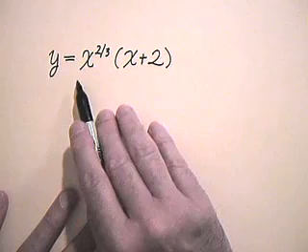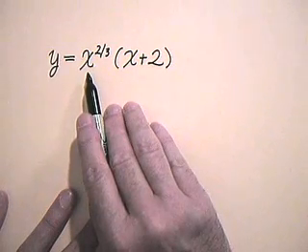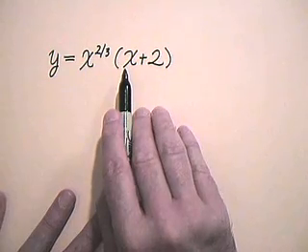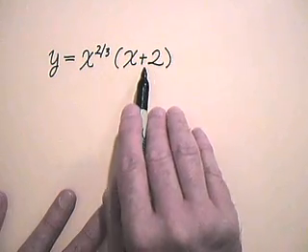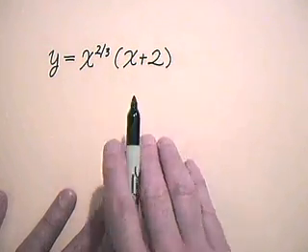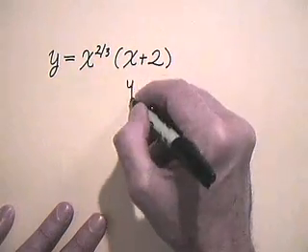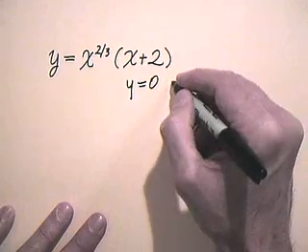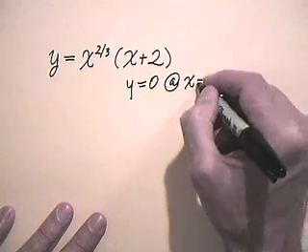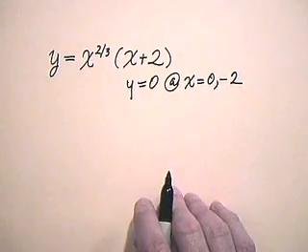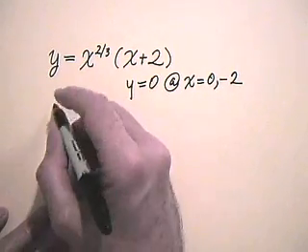And when x is 0, the value is 0 because 0 to the 2/3 is 0. Whereas when x is negative 2, this factor vanishes. So y equals 0 at x equals 0 and negative 2. Now let's calculate the derivative.